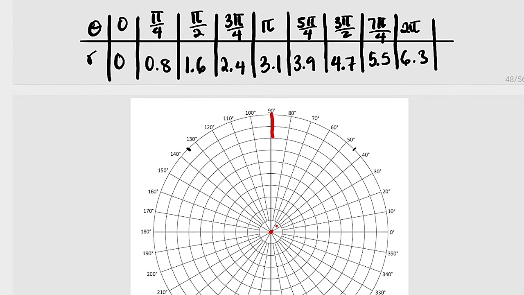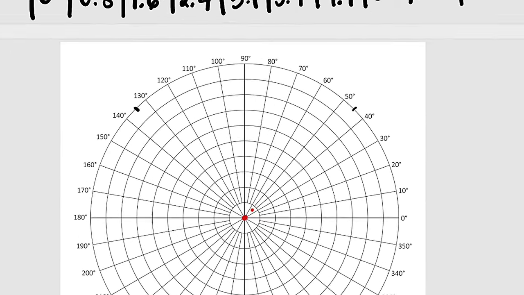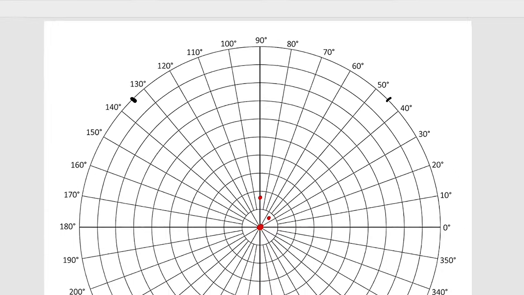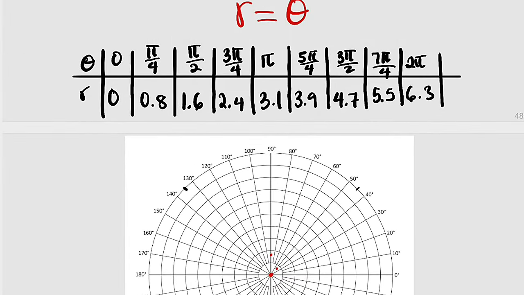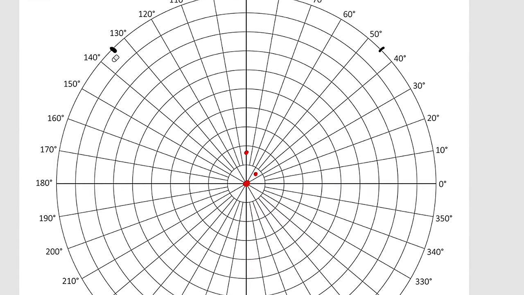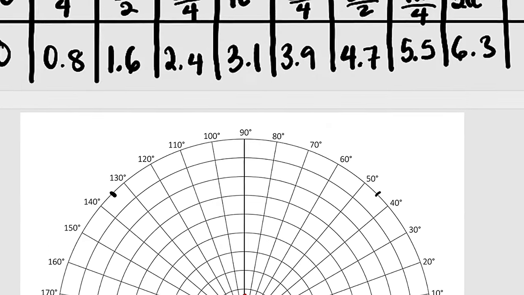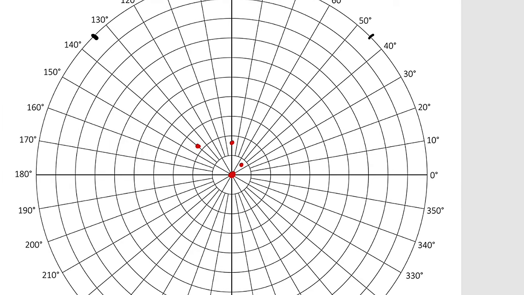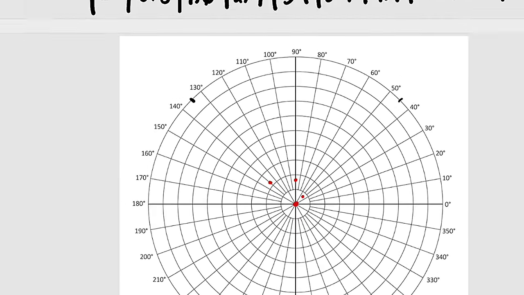Then we move to the next angle, which is pi over 2, that is 90 degrees. We have r to be 1.6. You see that this is 1, right? 1.6 is more than halfway, because this is 1.5. So 1.6 should be situated somewhere here. Then the next angle is 3 pi over 4, which is between 130 and 140 degrees, and it is equal to 2.4. 2.4 is situated here.